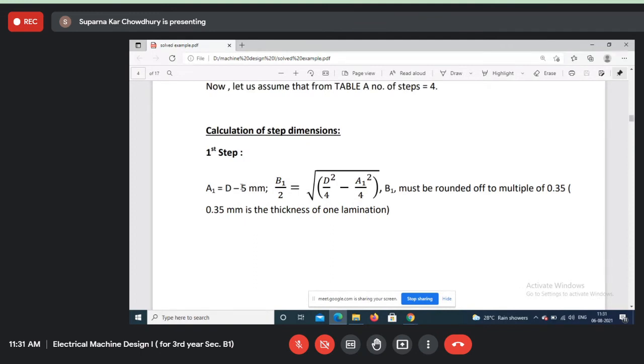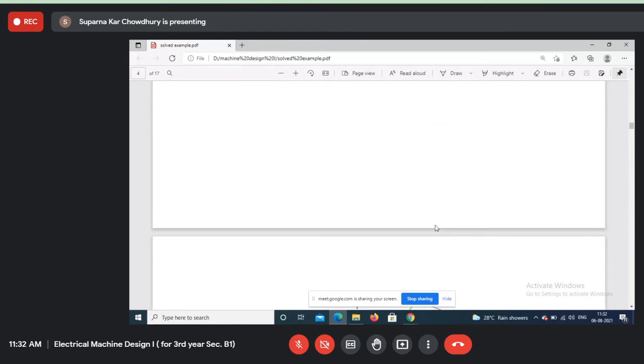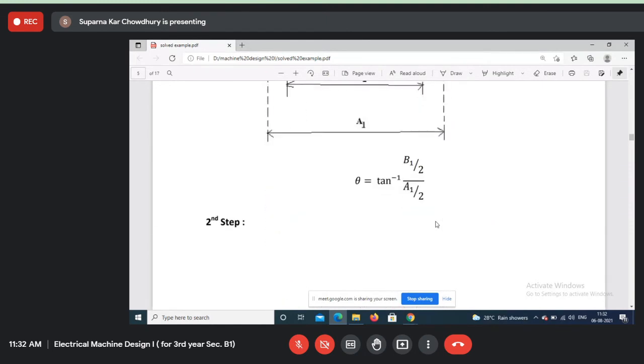So A1 is D minus 5, B1 by 2 is root over D square by 4 minus A1 square by 4. Now B1 must be rounded off to a multiple of 0.35. 0.35 is the thickness of one lamination, so the number of laminations should be integers. So B1 is rounded off. So here we get theta. Theta is equal to tan inverse B1 by 2 by A1 by 2.